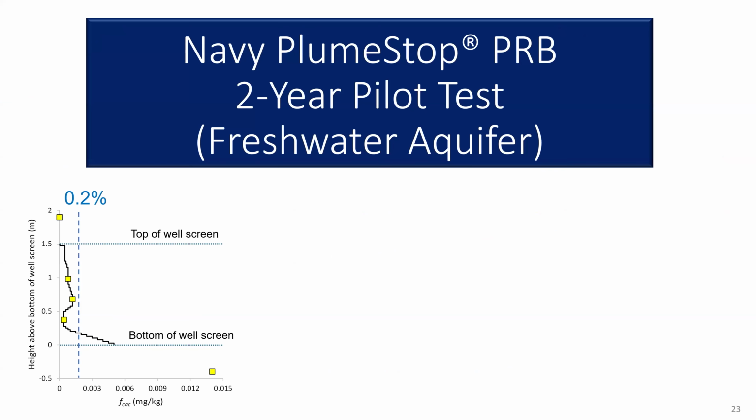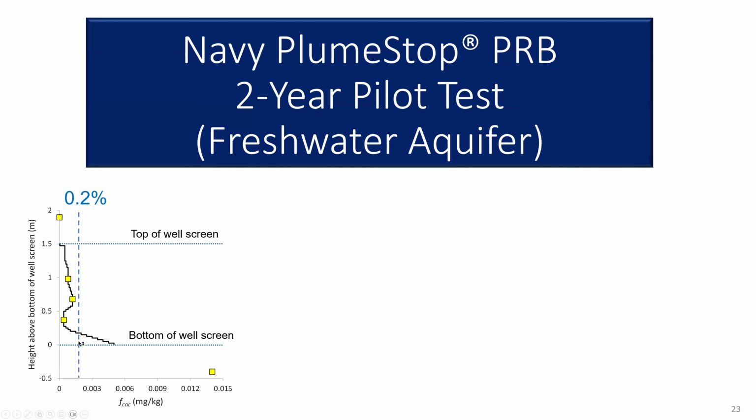So let's look now at a Navy site where they did a 2-year pilot test. What we found at this site is the actual fraction of CAC in soil varied quite a bit vertically in the barrier. Looking at a simple chart here, the x-axis is that FCAC. That's not milligrams per kilogram, that is basically percent. So 0.3%, 0.2% is our target. It shouldn't be milligrams per kilogram on the x-axis there.